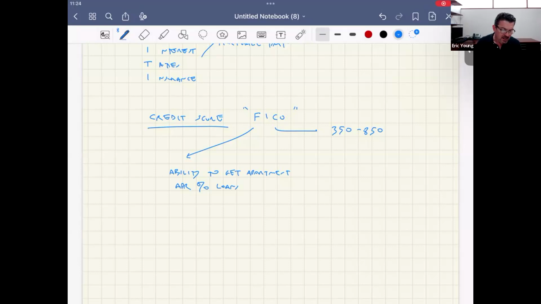Okay? Just so you know, a FICO below 580 is considered poor. And if you have that FICO score, you're going to be poor. So fix it. A FICO between 580 and 669 is considered fair. 670 to 739 is considered good.